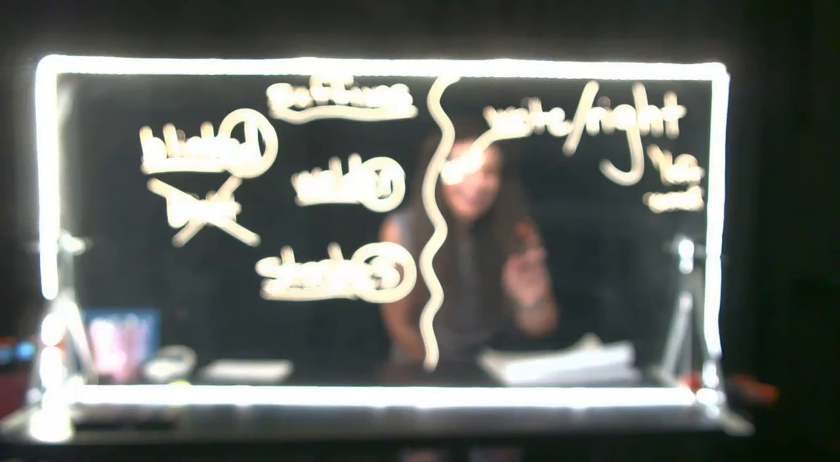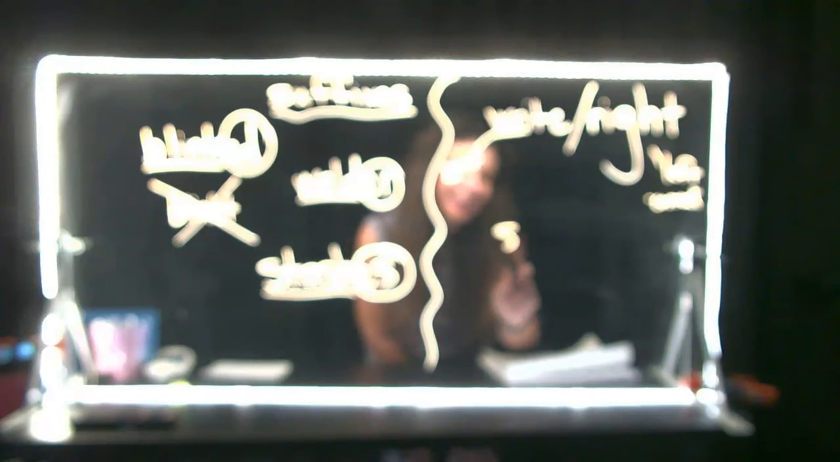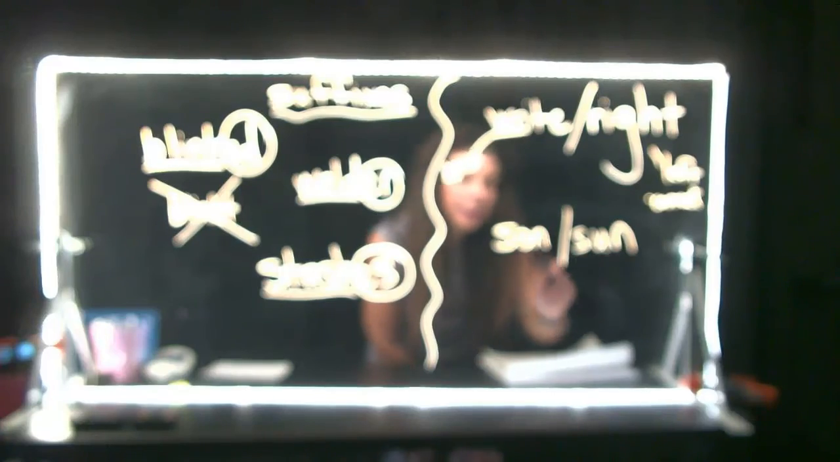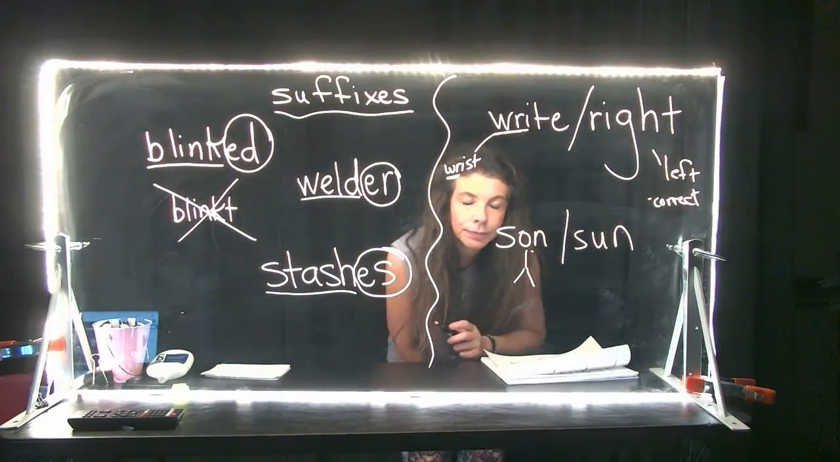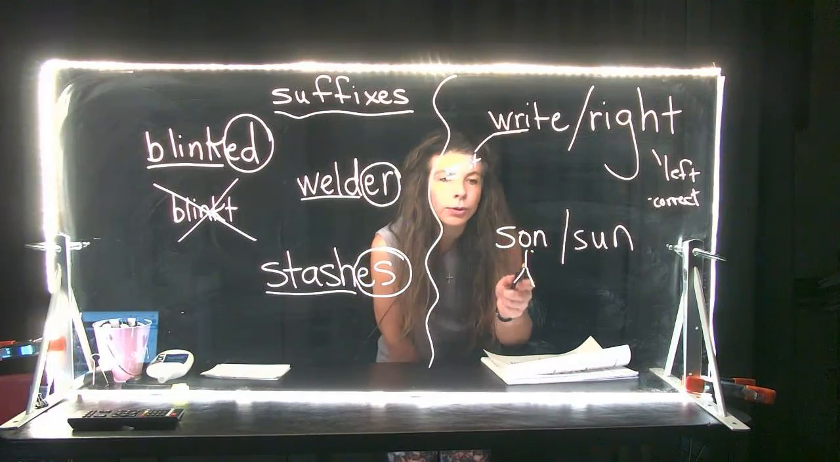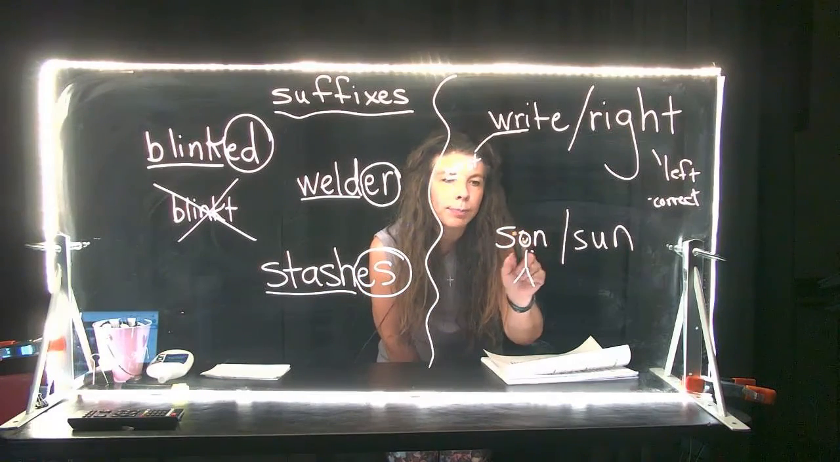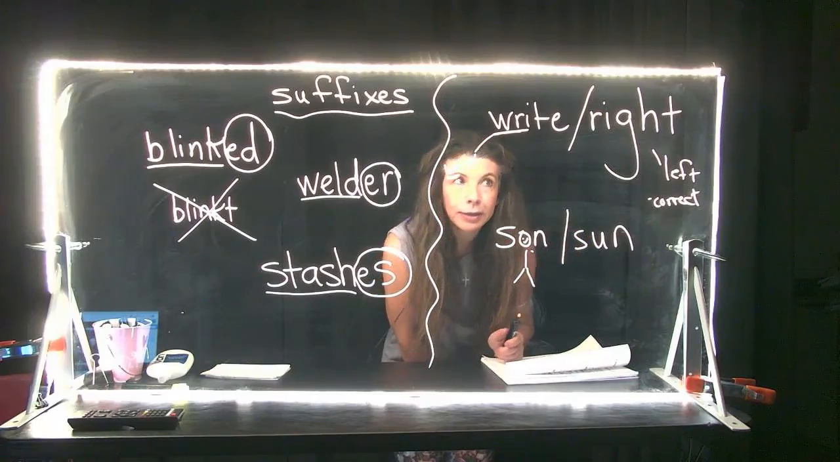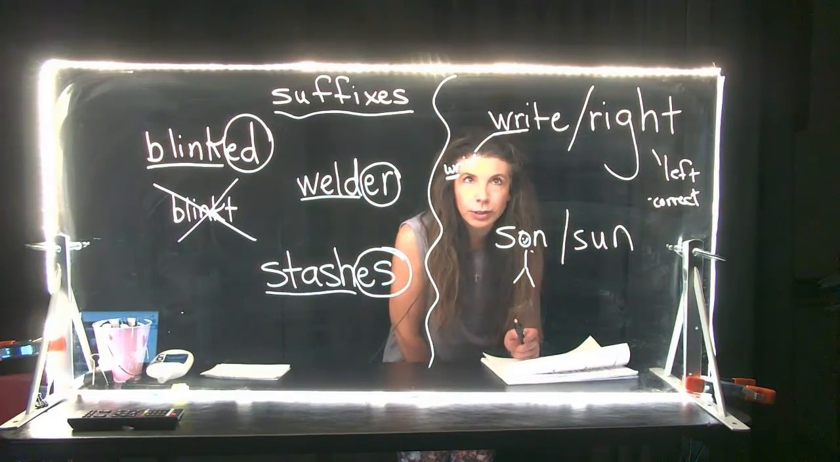The next set is sun and son, and these are pretty easy. This son is like a person. I have 3 sons, plural, but this son is like a person, and this is S-U-N. I think most of you know how to spell that. So those are your 2 sound-alike words for this week.